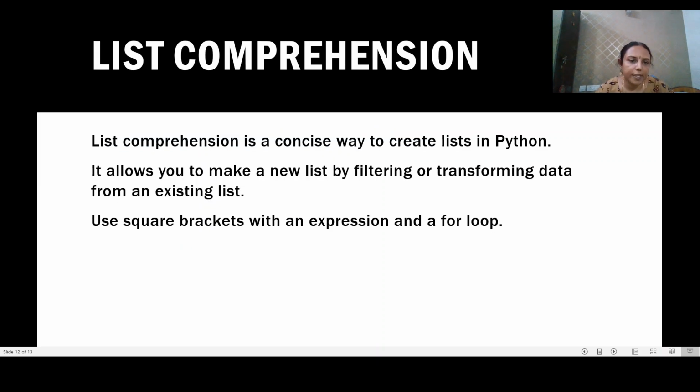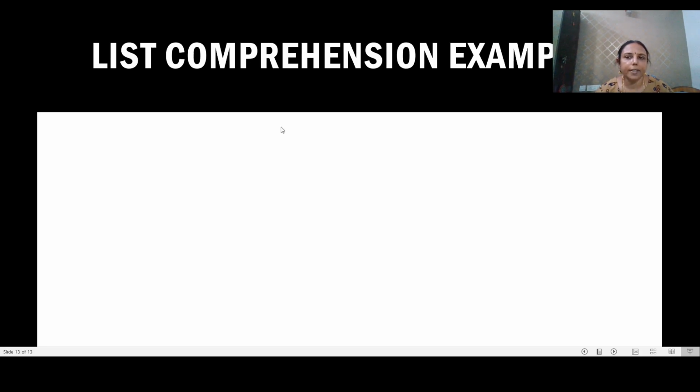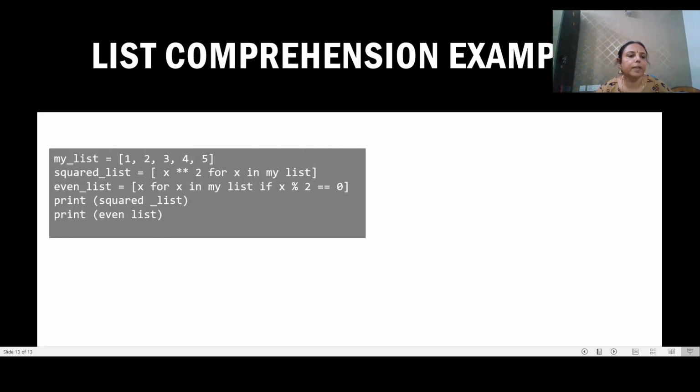So the next part is list comprehension, which is a concise way you can create a list in Python. It allows you to make a new list, which can be formed by filtering, or you can transform the data from an existing list. You have to use square brackets with an expression and a for loop. Always for list comprehension, you will be using an expression and a for loop. So let us see some examples.